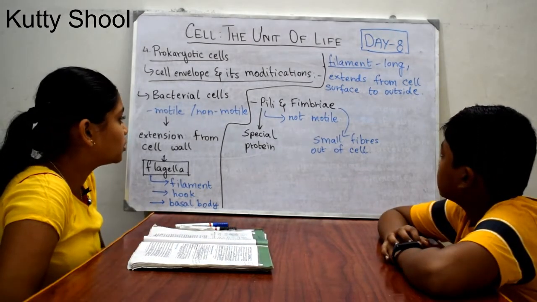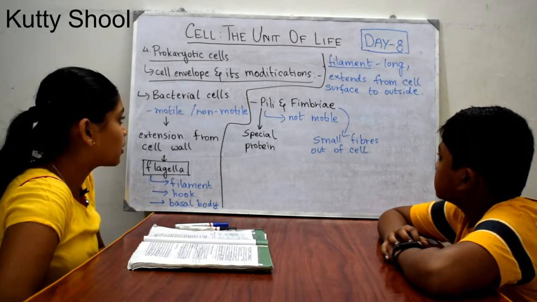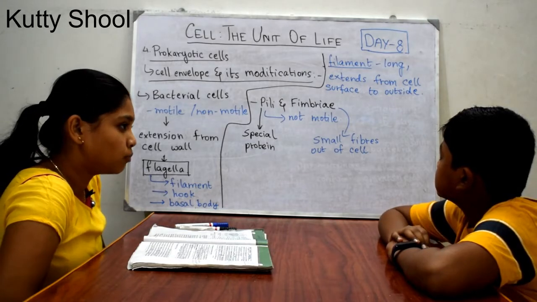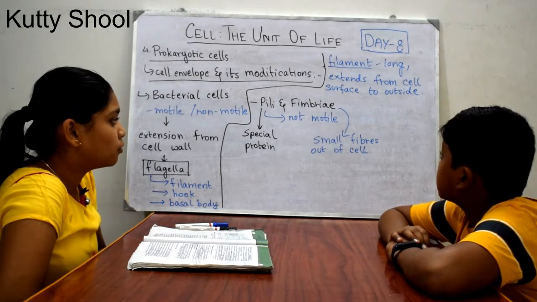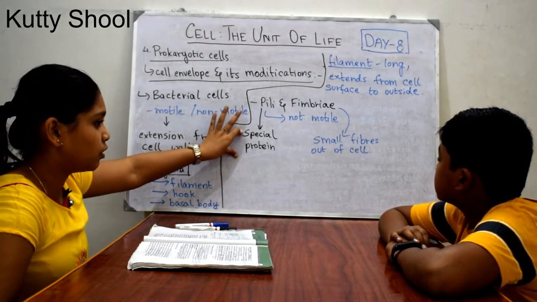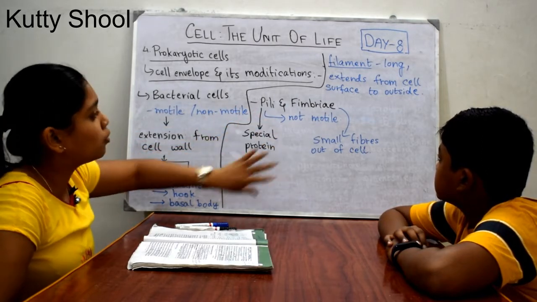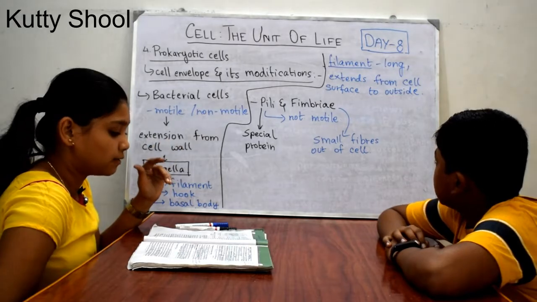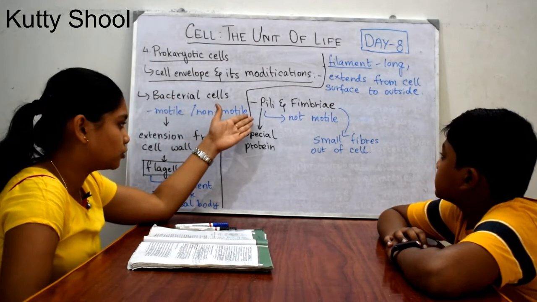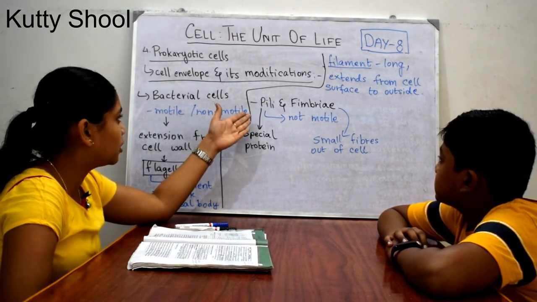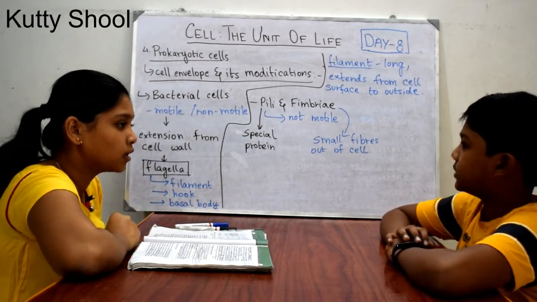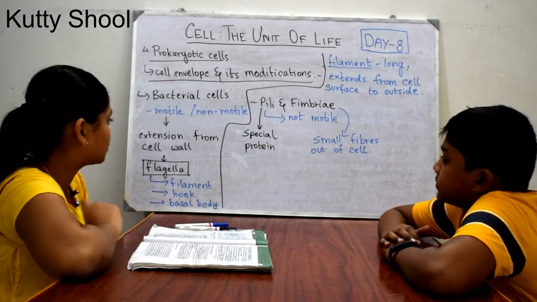The other structures which arise from the cell wall are pili and fimbriae. If these are present, the cell will not be motile. It cannot move. Pili are made up of a special protein, so they are proteinaceous. Fimbriae are small fibers coming out of the cell. These two do not help in locomotion, but they help the prokaryotic cells to fix or attach themselves to rocks or something.